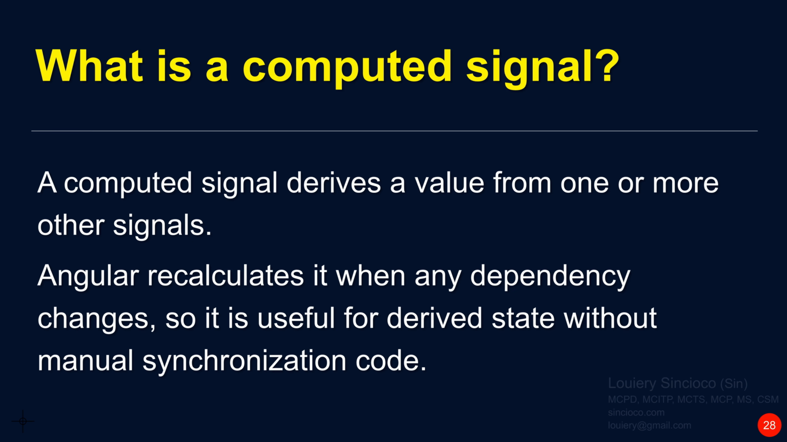What is a computed signal? A computed signal derives a value from one or more other signals. Angular recalculates it when any dependency changes, so it is useful for derived state without manual synchronization code.